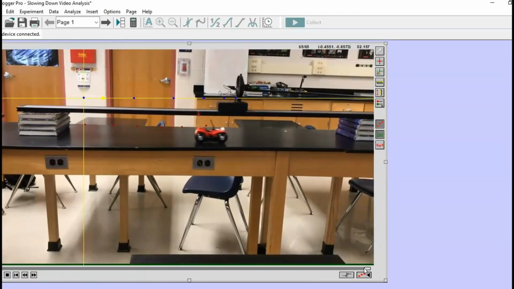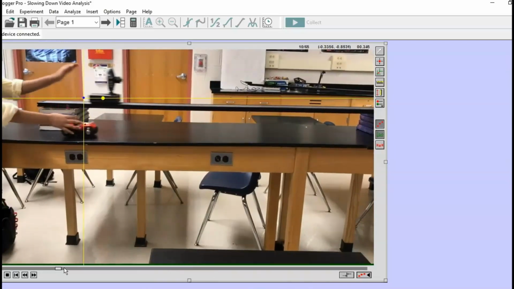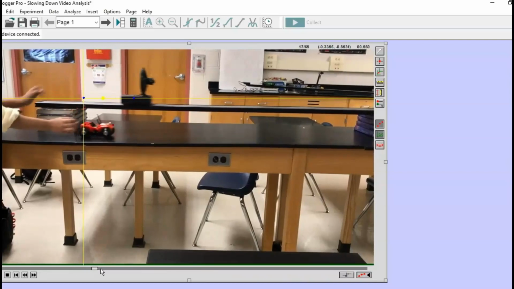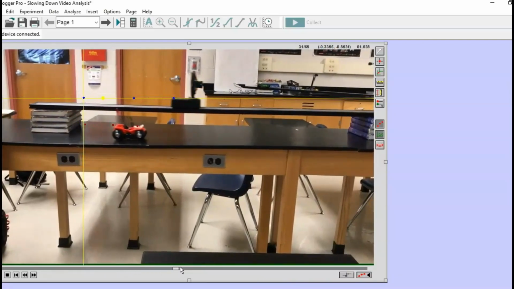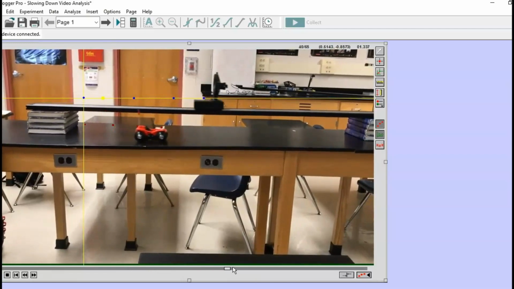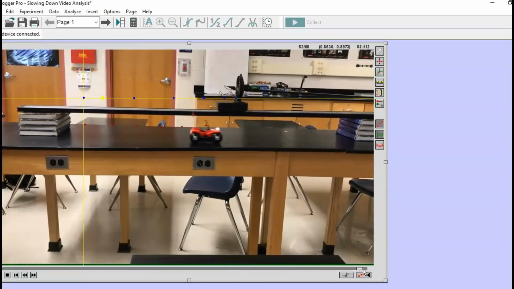Notice, I'll just kind of go through step by step. At the beginning, the fan cart is going faster than the dune buggy. But as time goes on, the fan cart starts to slow down while the dune buggy maintains its constant velocity. And eventually, the dune buggy catches up to the fan cart because the fan cart comes to a stop.